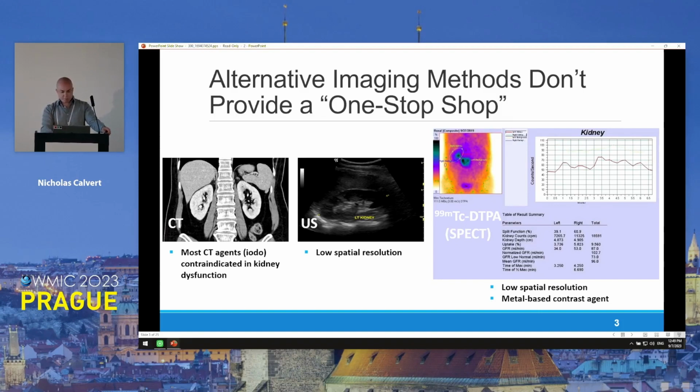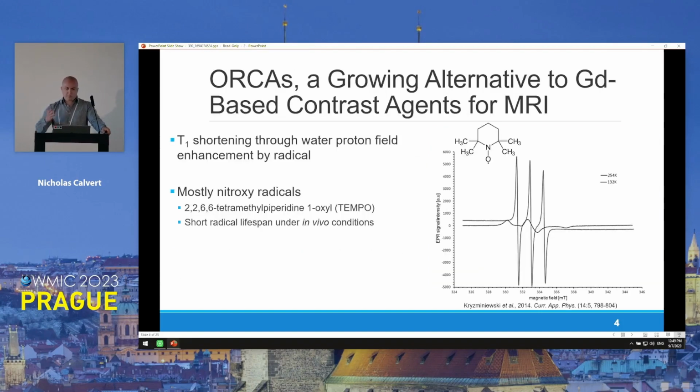So because of those issues, the field of organic radical contrast agents, or ORCAs, has been growing, and there's been a lot of research on this. So this works similarly to how gadolinium works, where you get enhancement of the water proton, especially in T1, by those free electrons within gadolinium, but it uses the free electron that's available on a radical.